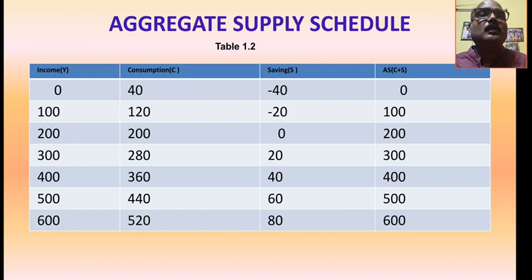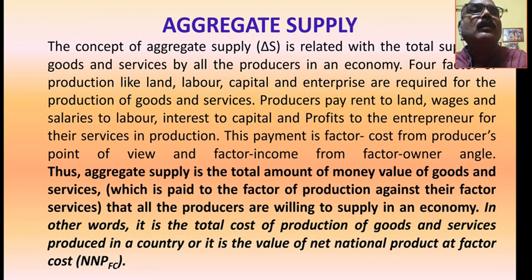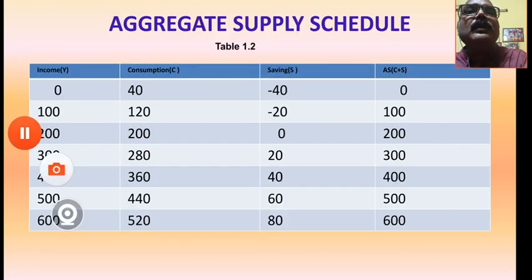Now this is the aggregate supply schedule. Simply income starts from 0 to 600. Consumption already 40, then 80 वृद्धि करना है, 80 बढ़ाना है, 40 120 200 280 360 440 520. Saving means income minus consumption. So 0 minus 40, minus 40, minus 20, 0, 20, 40, 60, 80. And aggregate supply, that is consumption plus saving. So consumption plus saving, that is your aggregate supply, it is consumption plus saving.